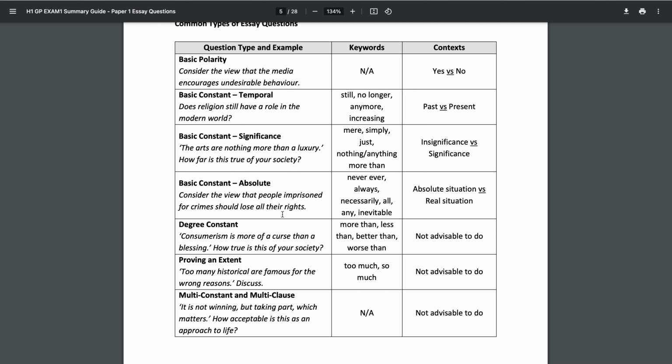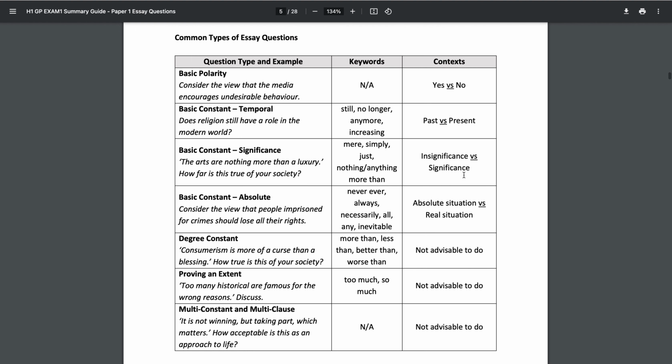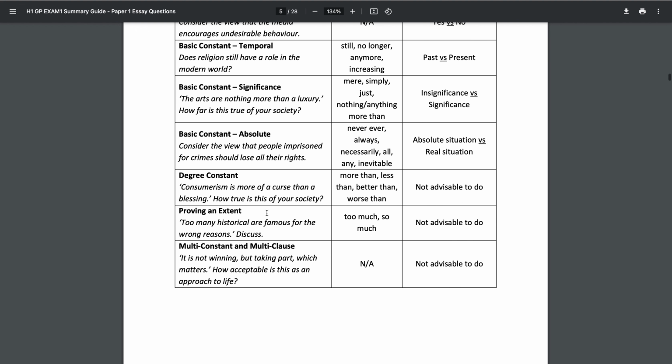Absolutes. Consider the view that people imprisoned for crimes should lose all their rights. This is by far the most common basic constant, because it is quite easy, not gonna lie. Never, ever, always, necessarily, or any inevitable. Context is always absolute versus real. And by the way, yes, this is the context that you have to establish for your balance, especially if you're doing the enhanced structure. I'll go more into the structure in a moment.